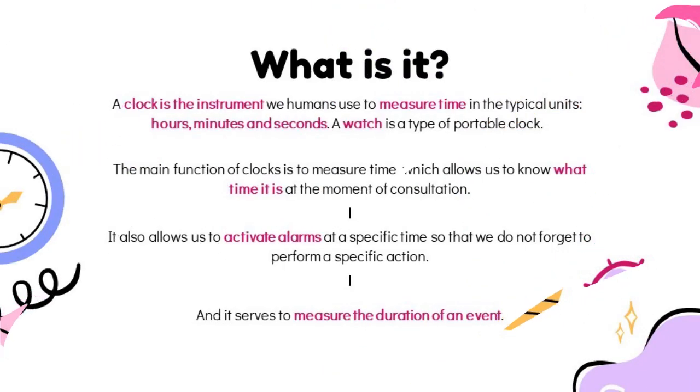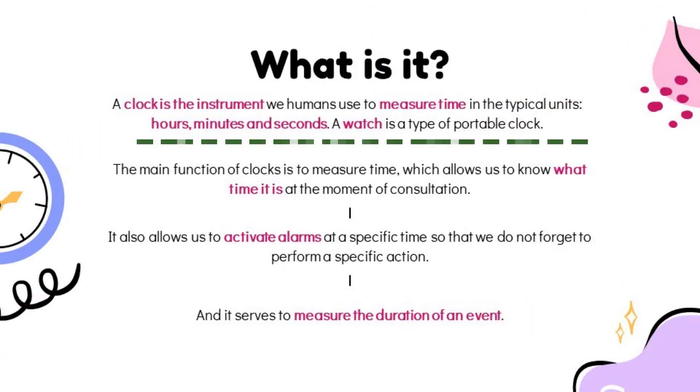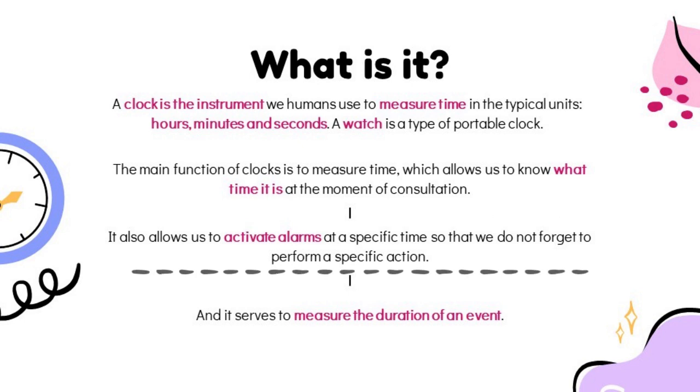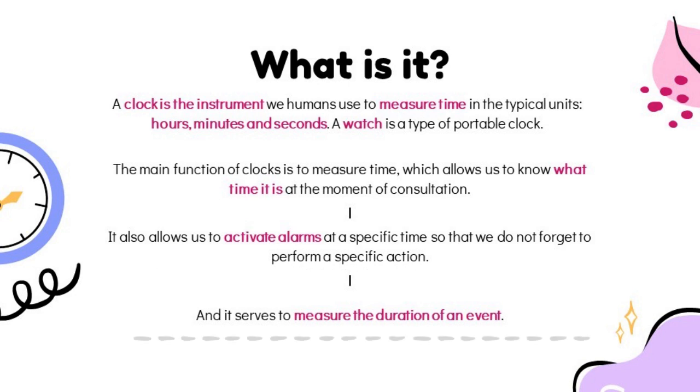What is a clock? A clock is the instrument we humans use to measure time in the typical units, hours, minutes, and seconds. A watch is a type of portable clock. The main function of clocks is to measure time, which allows us to know what time it is at the moment of consultation. It also allows us to activate alarms at a specific time so that we do not forget to perform a specific action. It serves to measure the duration of an event.